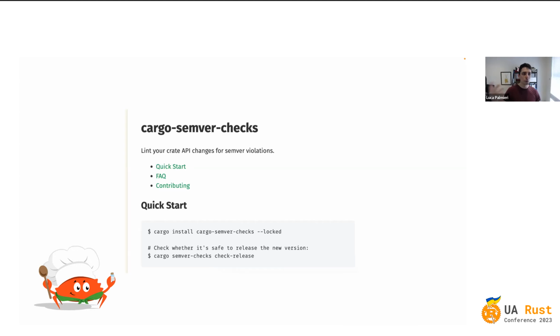Like, have you removed a public field? Is something that used to be Send and Sync no longer Send and Sync? So also the tricky ones that you might not think about because they're not obvious when you look at a PR. And this should be part of your CI if you maintain a crate on Crates.io. It's a very good idea to add this to your checks so that you can more easily avoid releasing unintentional breaking changes on a patch or minor Semver bump.